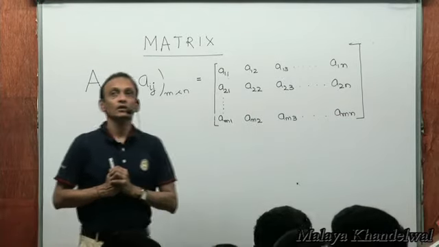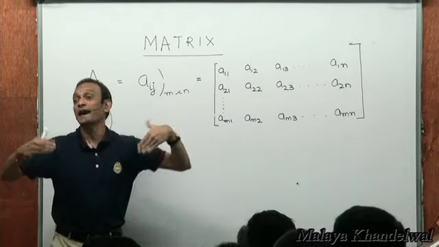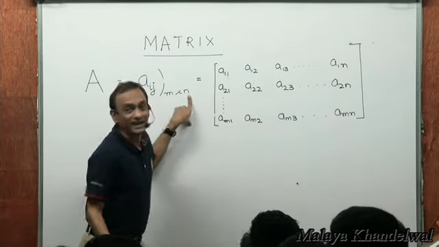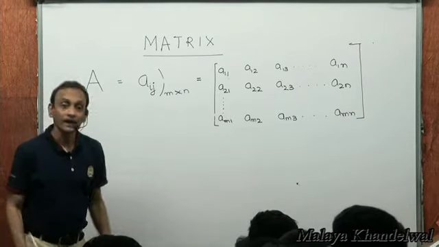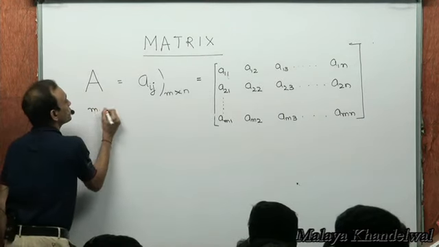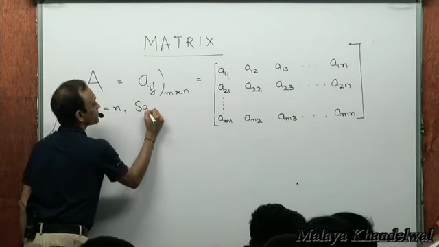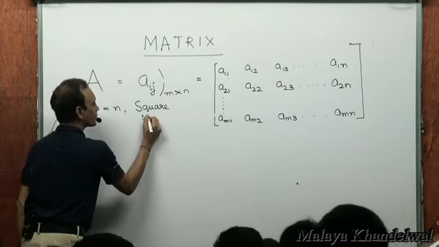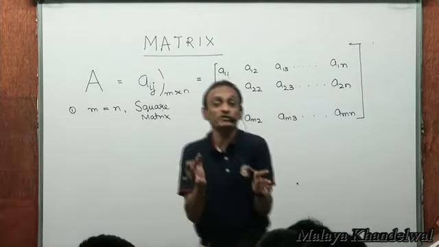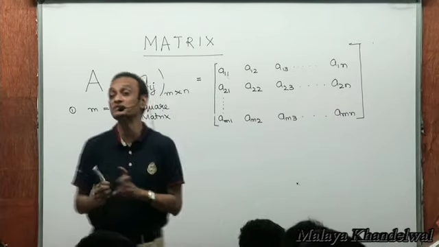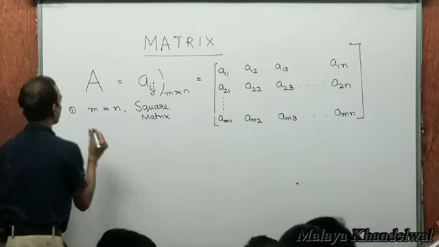If the number of rows is equal to the number of columns in a matrix, this is a matrix m by n, with m rows and n columns. If m equals n, it's a square matrix. If the number of rows equals the number of columns, the matrix is called a square matrix.